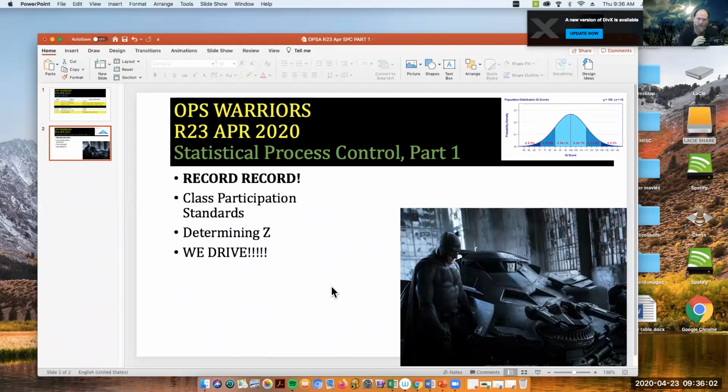The other thing I wanted to talk about before we get started with the WeDrive today is I wanted to give another shot at explaining how to determine Z when we're doing these control charts, because I did not do a very good job the other day.